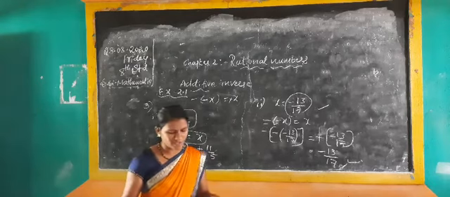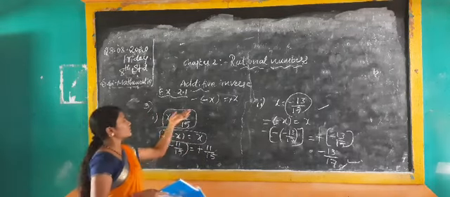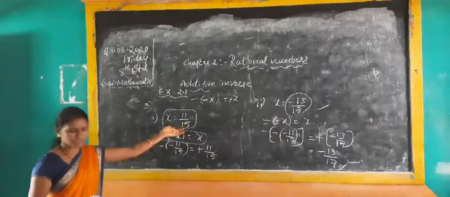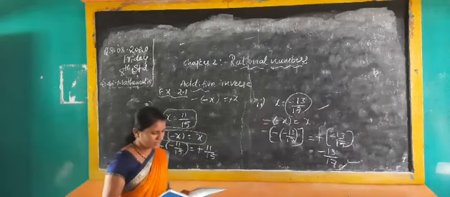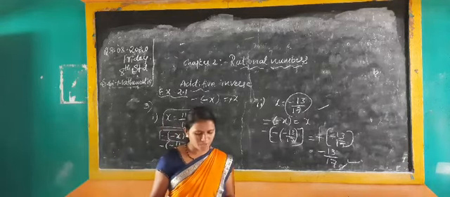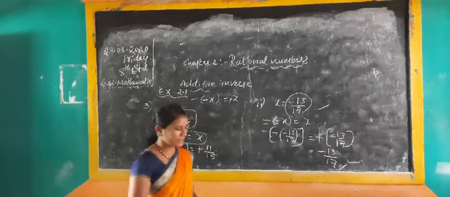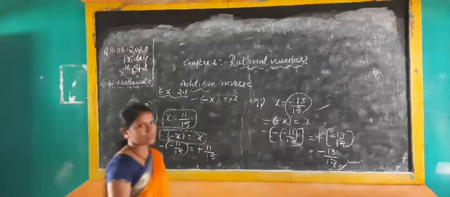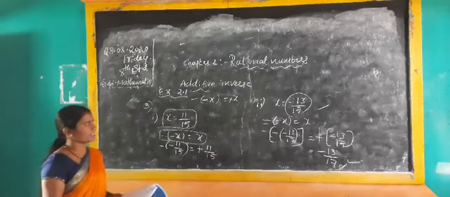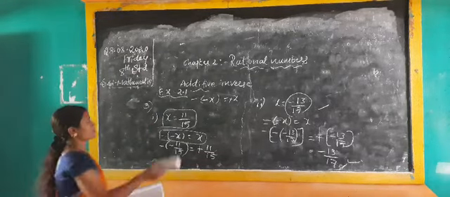Next, it is easy, just verify whether x is equal to whatever they are giving, same or not. You have to just verify that. Next, fourth one. Find the multiplicative inverse of the following. Here, I said additive inverse means if positive is there, you write negative. If negative is there, you write positive.